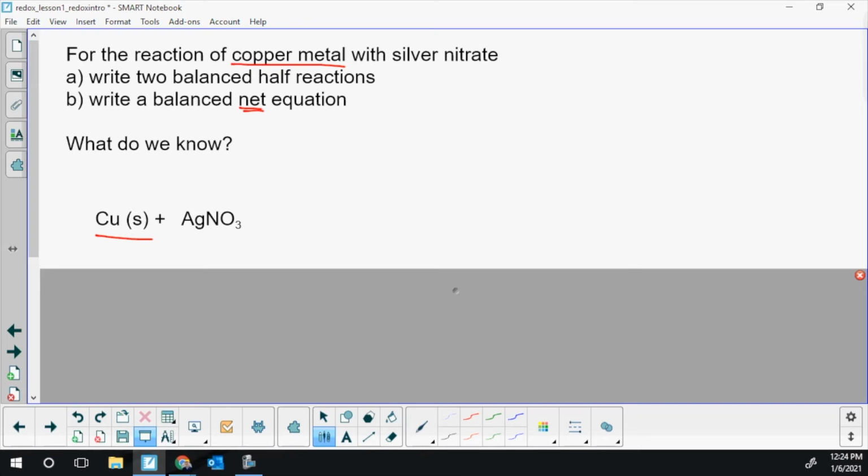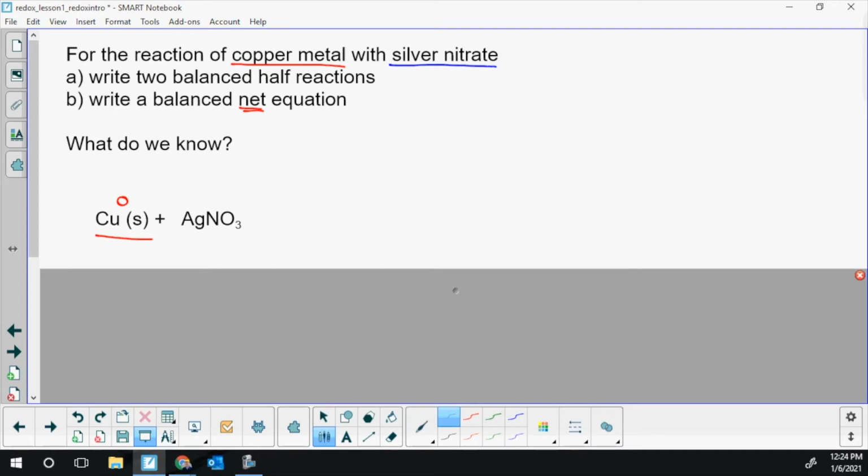And metals by themselves are neutral. You don't have to write in the zero charge. I actually would like you to write in the zero, because a lot of students like to always write charges in with metals, but when they're by themselves, a metal has no charge. When it's in an ionic compound, it does have a charge. So that's our copper part taken care of.